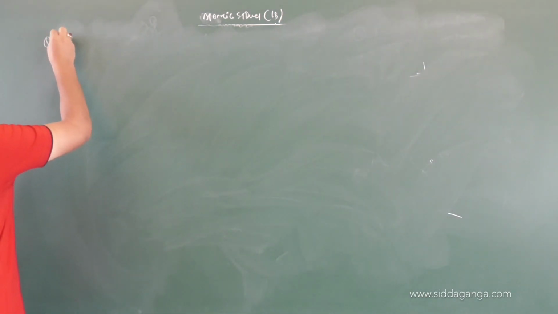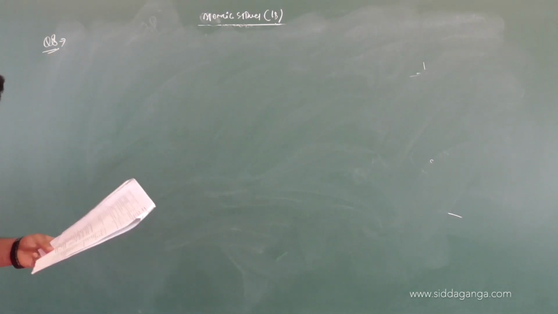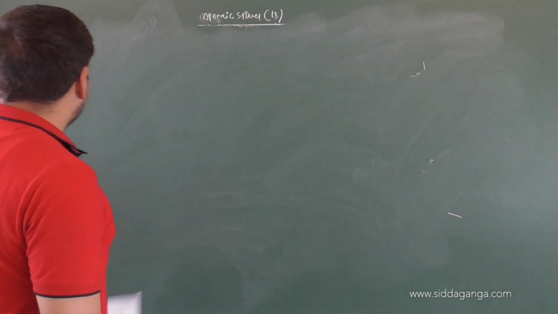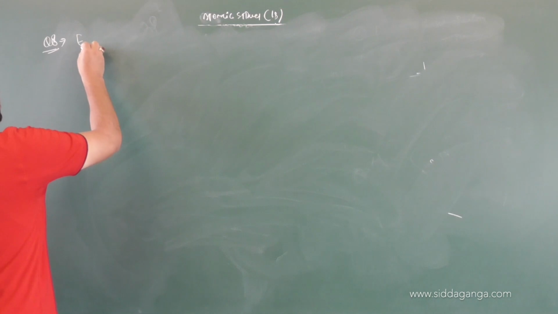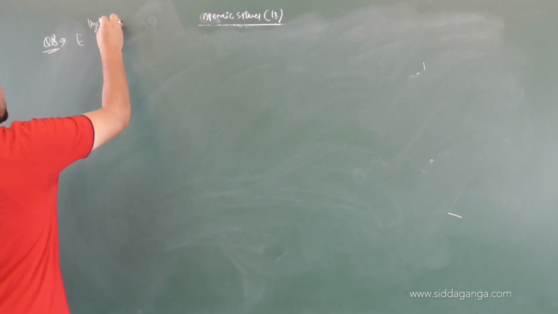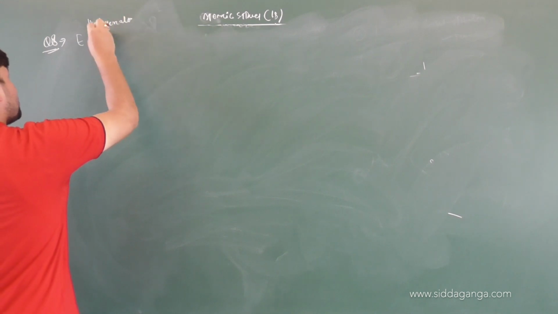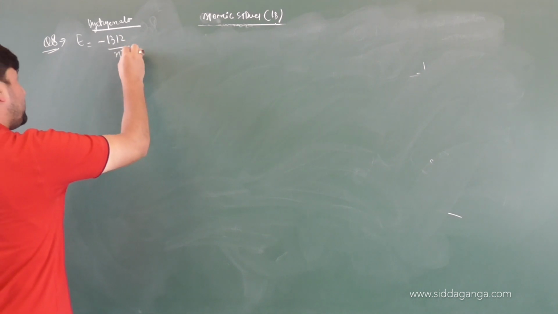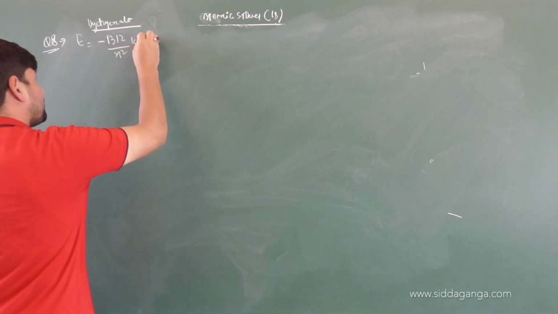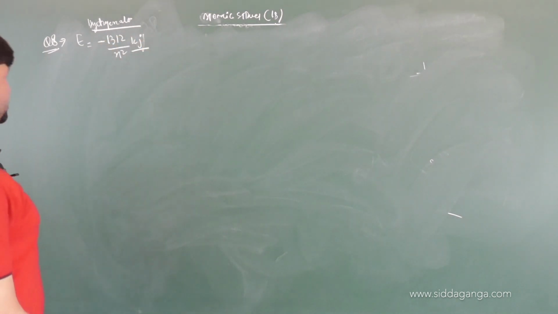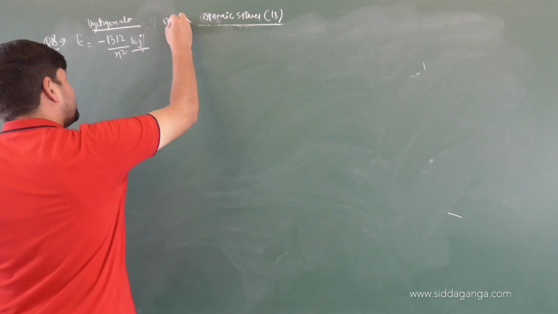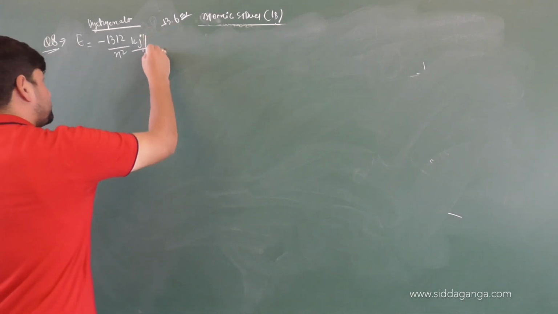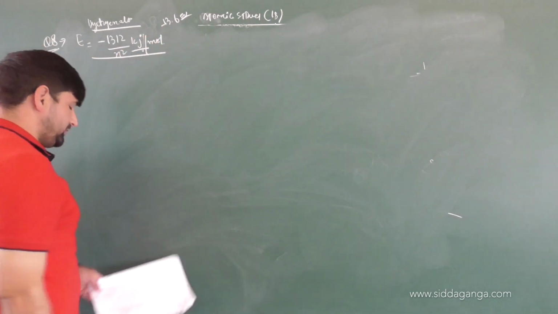Now, question number 8. It is asking you, if the energy of an electron in a hydrogen atom is given by the expression, so we are talking about which atom? Hydrogen atom. Energy is given by the expression minus 1312 divided by n square kilojoules per mole. In terms of electron volts, it is minus 13.6 electron volts. According to this expression, it is given to you.